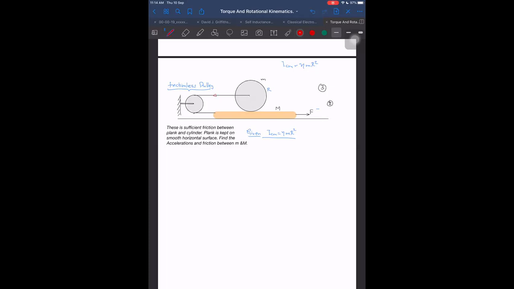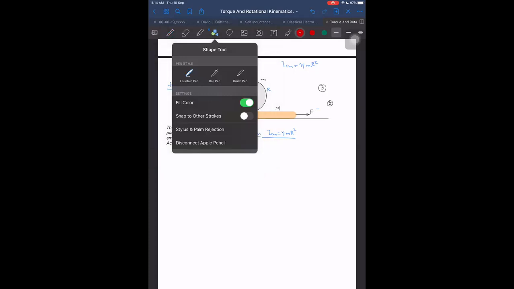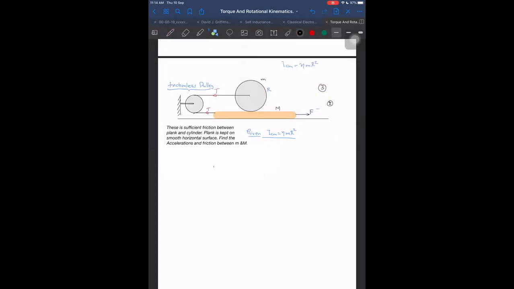This is T. Then we get it as F minus 2T. F minus 2T is equal to M into, let us take acceleration of this as A.